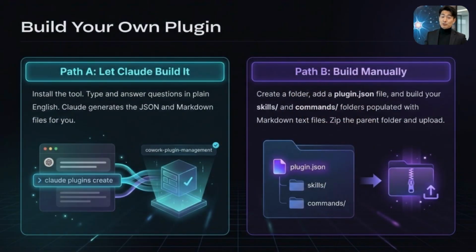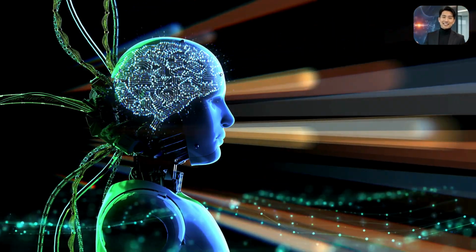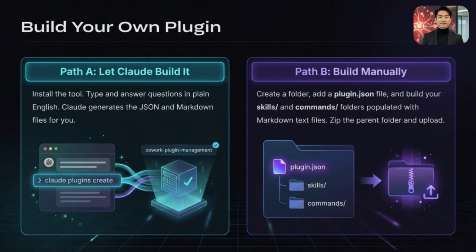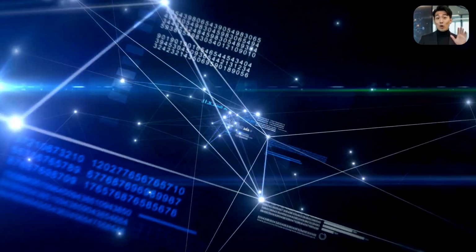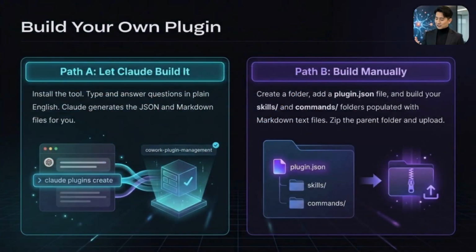Eventually, you want to build your own custom plugin, and you have two paths. Path A is letting Claude build it for you. You just install the built-in Cowork plugin management tool, type /plugin, create, and talk to Claude in plain English about what you want. Claude writes the JSON and Markdown files for you. Path B is doing it manually. You just create a folder, add your plugin.json, write out your skills and commands in a text editor, zip the folder, and upload it. It's that accessible.